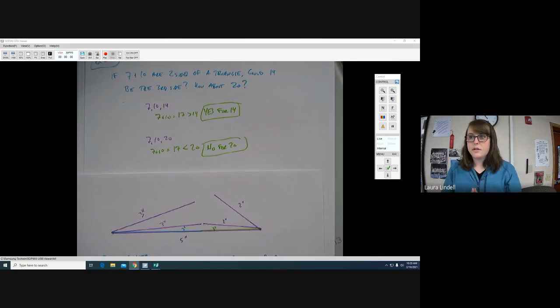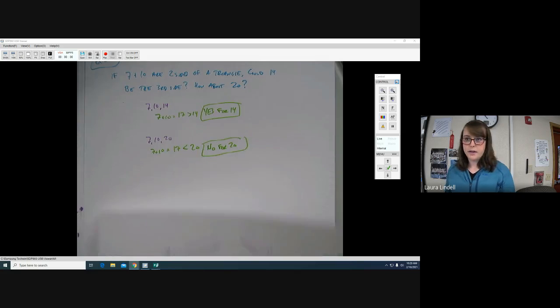Okay. So those are kind of our three main types of triangle inequality problems. It's a lot of yes or no questions, and then some of finding the range of value kind of questions. So I'm gonna have you guys try a couple real quick, and then we'll get to the assignment.